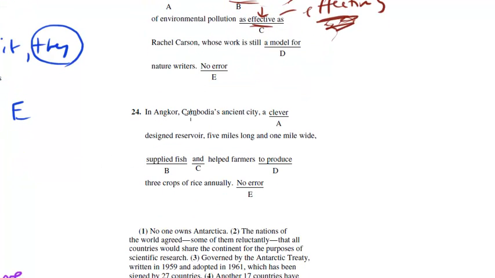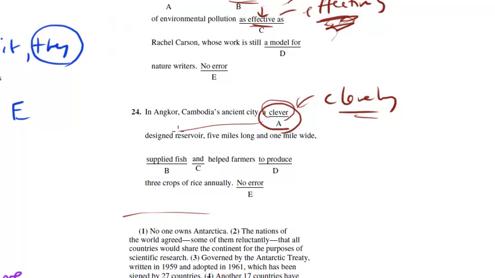And let's take a look at 24. In Angkor, Cambodia's ancient city, a clever designed reservoir, 5 miles long and 1 mile wide, supplied fish and helped farmers to produce 3 crops of rice annually. So here we have "clever." Again, this should be "cleverly." This should be the adverb form because this is modifying "designed."